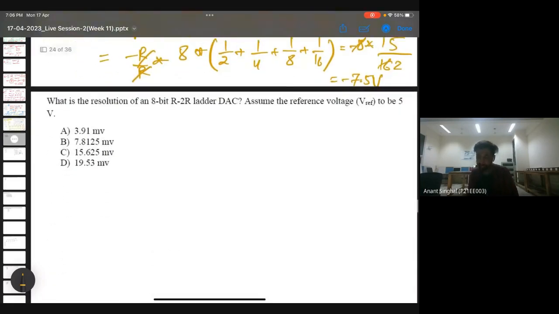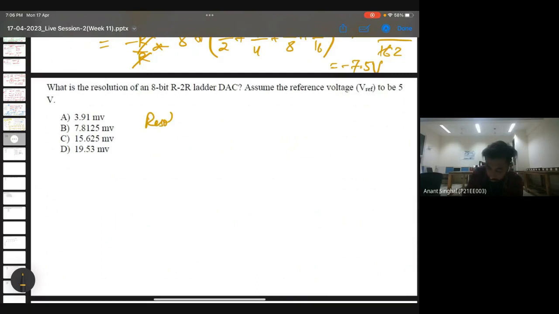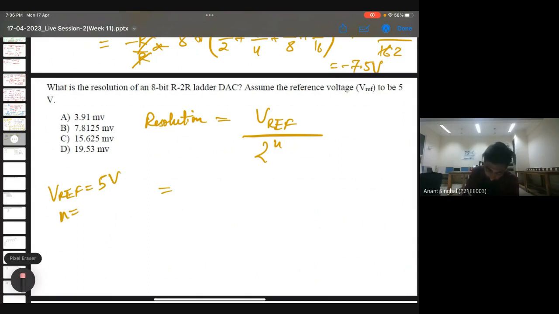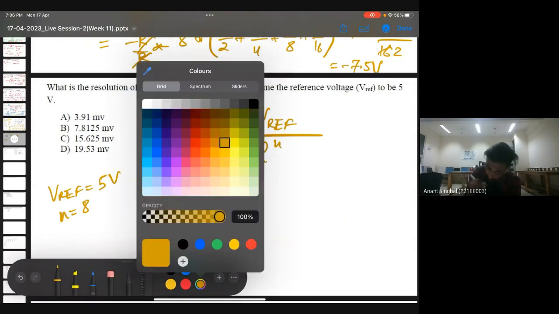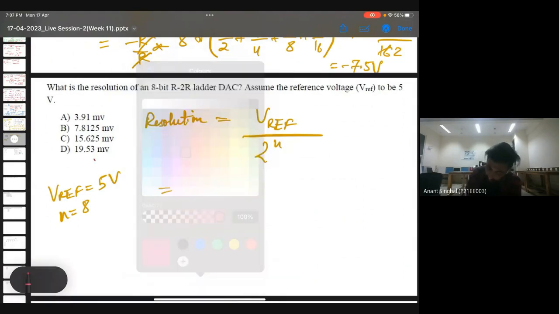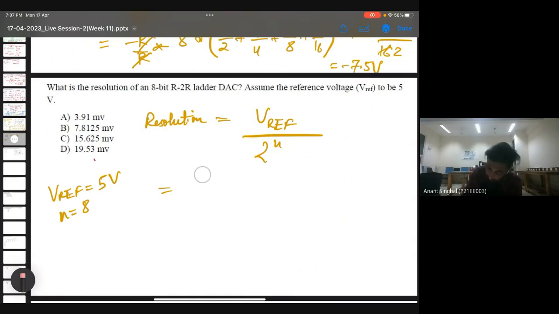It is a general question again. It is asking for the resolution of an R-2R ladder network. So I've already told you it is nothing but V reference upon 2 to the power n. V reference in the question is given as 5 volts, and n is 8 bit. So if I try to solve it, it will be 5 divided by 2 to the power 8. So it will be 5 divided by 256.